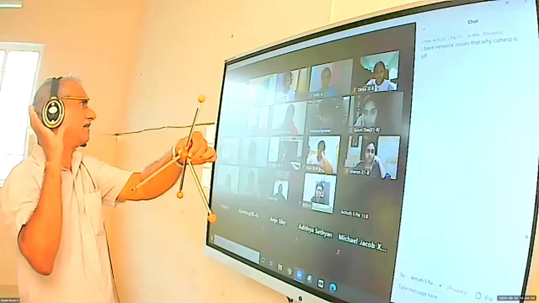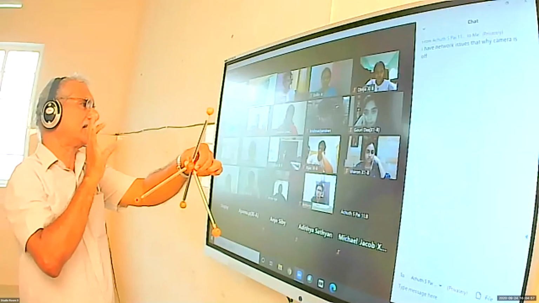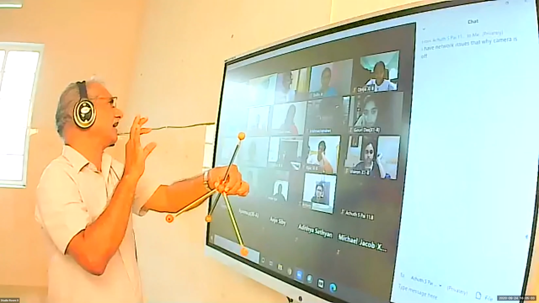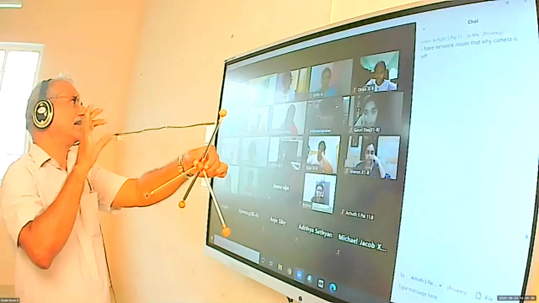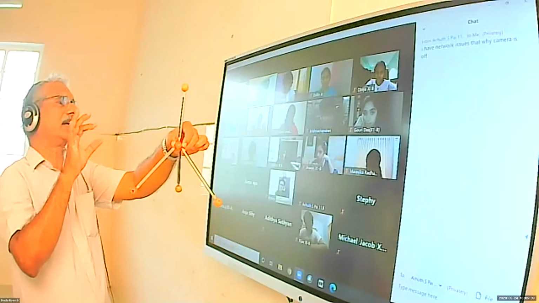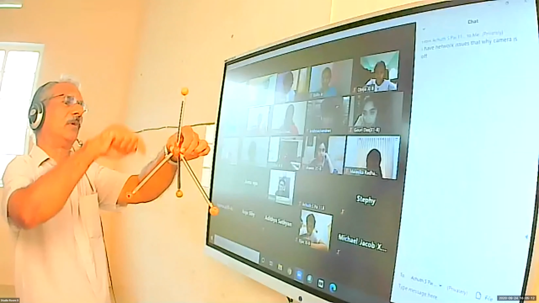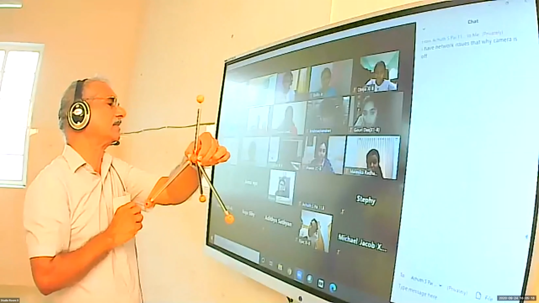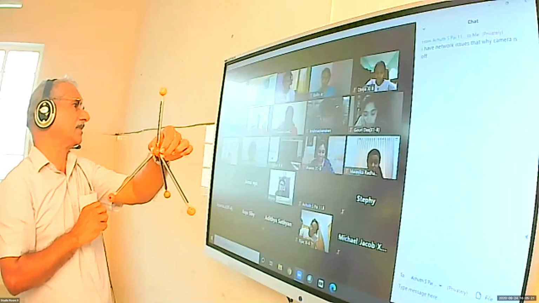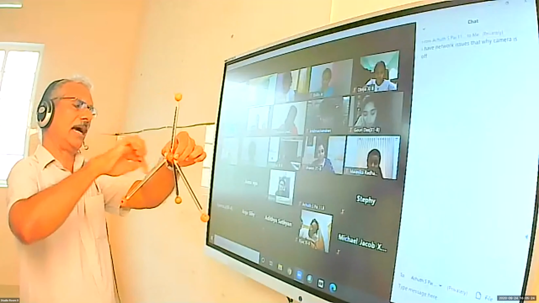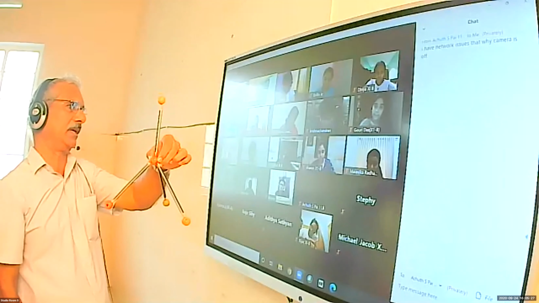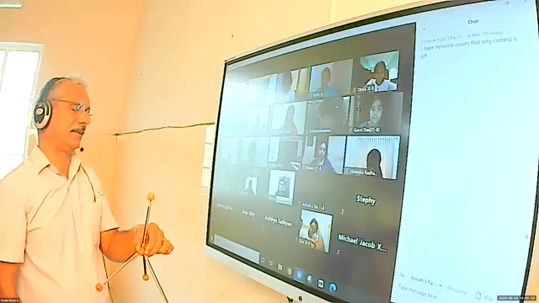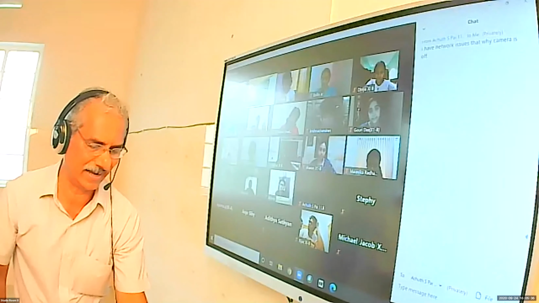This shape is called tetrahedral shape. So wherever there is sp3 hybridization, the geometry is tetrahedral. The shape is tetrahedral. And the bond angle, you measure this bond angle. That is 109 degrees, 28 minutes. All the angles will be 109 degrees, 28 minutes, and it is called the tetrahedral angle. Angle within the tetrahedron.